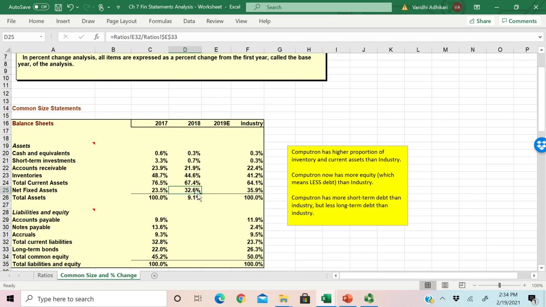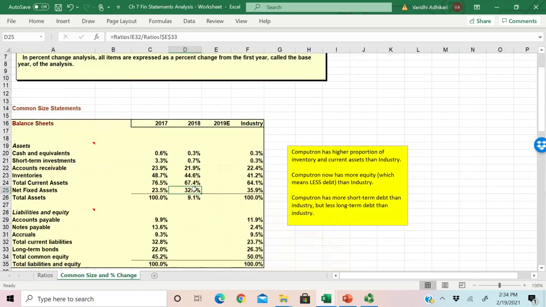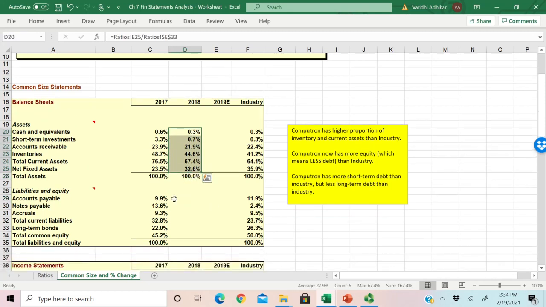After net fixed assets, the next item is total assets, so I think you can just drag it down right here. What you have to make sure is that this is 100%, and match this up with the actual balance sheet items. For liabilities and equity, they will be similar, but divide everything by total assets. Just be careful about how the items are listed.